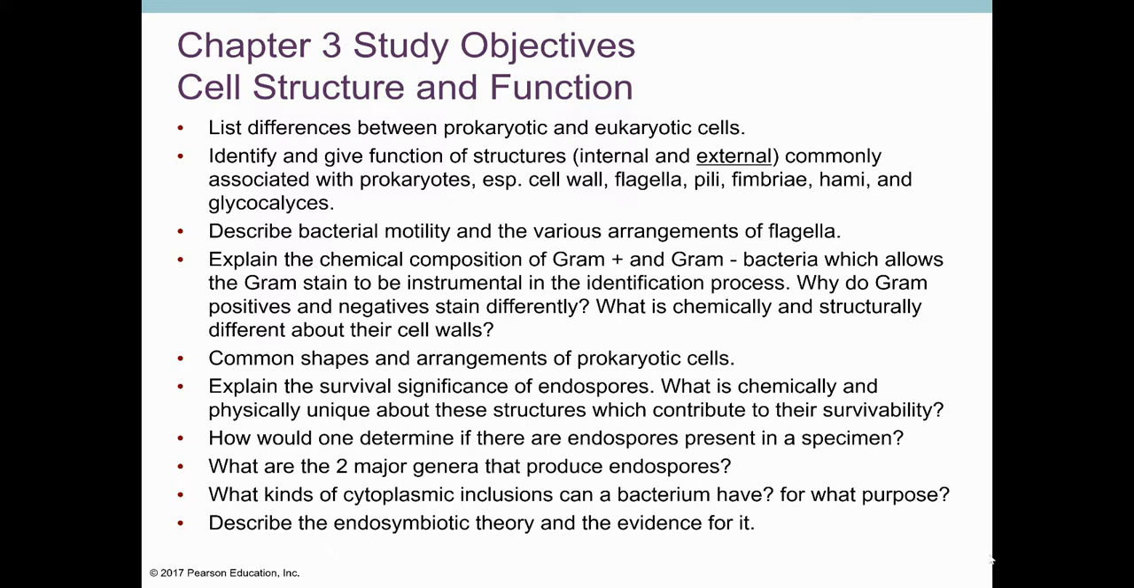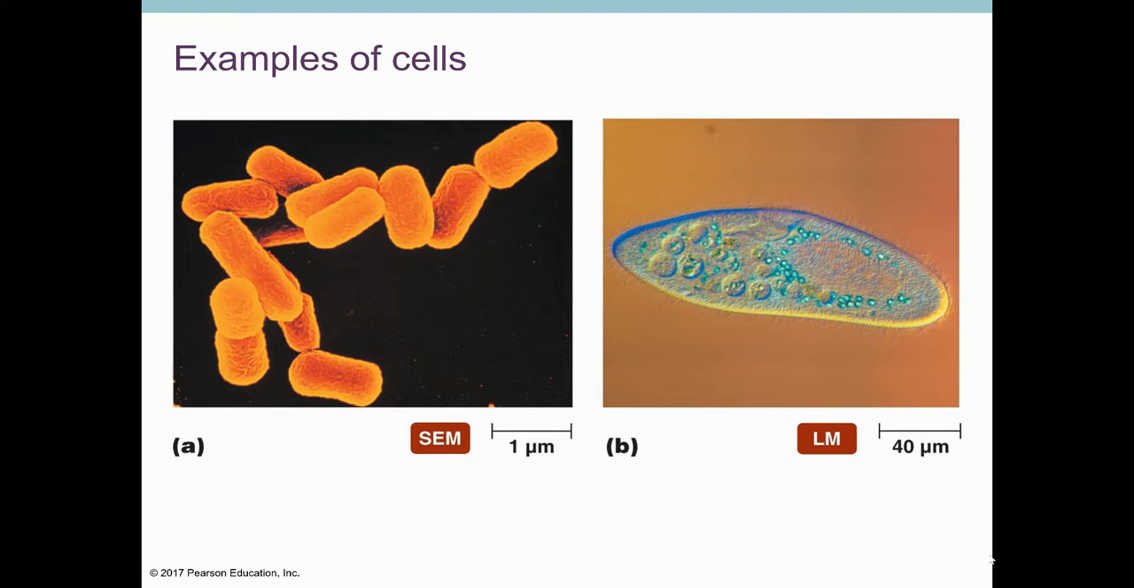All right. So this list of study objectives, you want to use this when you finish the lecture, when you finish reading the textbook, and so on, to practice for the test. These are the examples of cells that your book provides images for. For example, on the left side, A, these are bacterial cells. These are called rod-shaped cells, and we'll have a more correct name for that in a little bit. But these are bacteria. So you see quite a few of them.